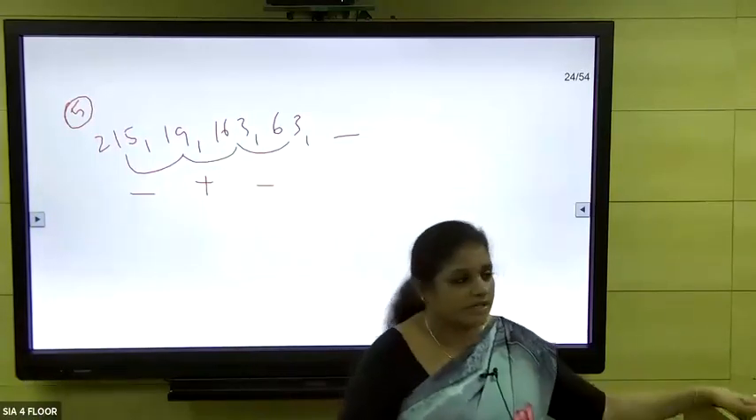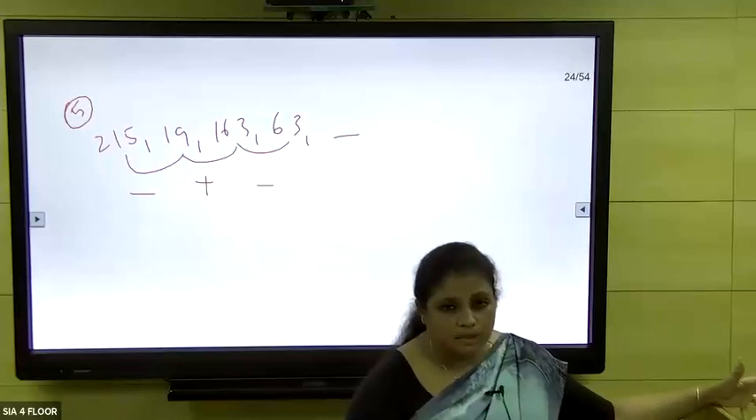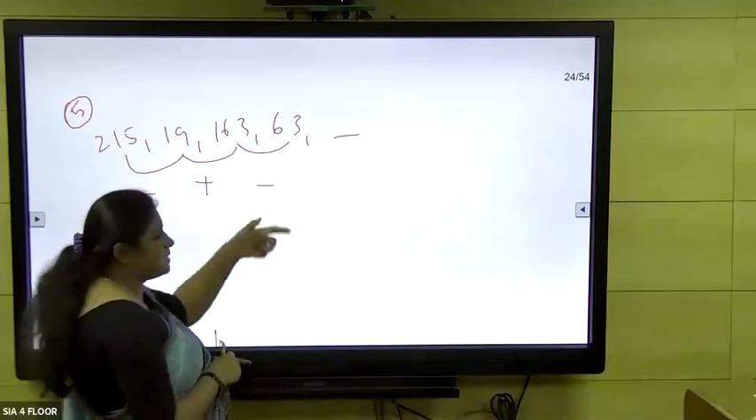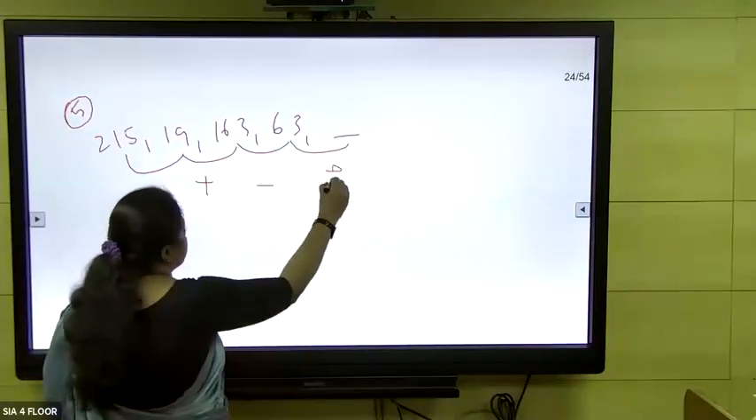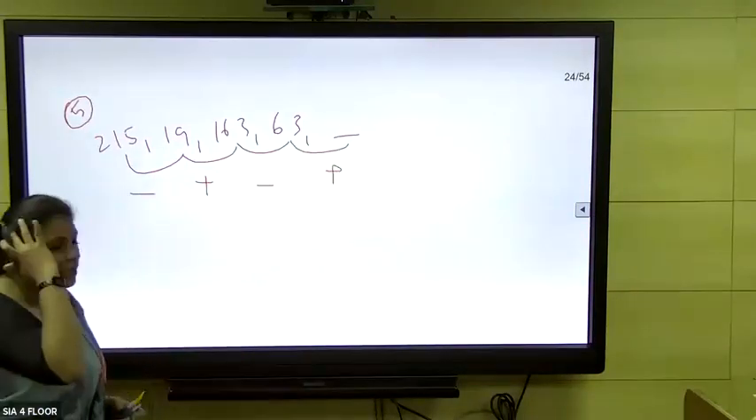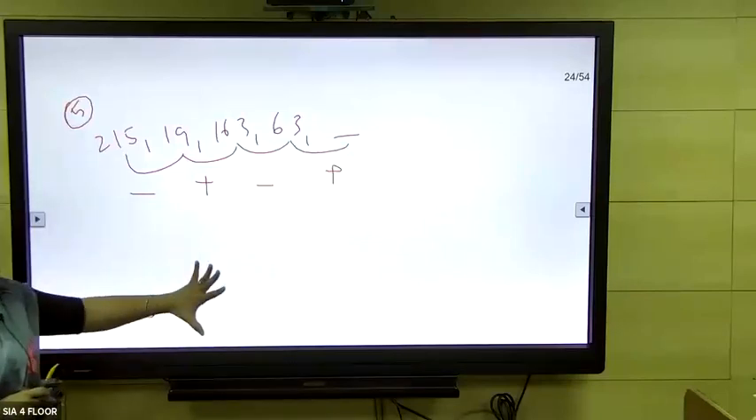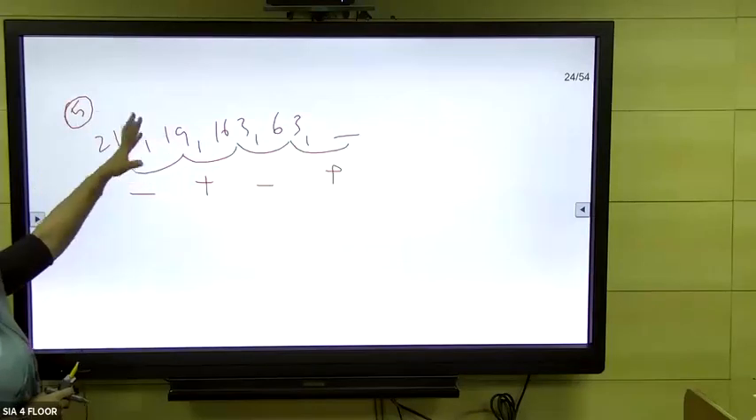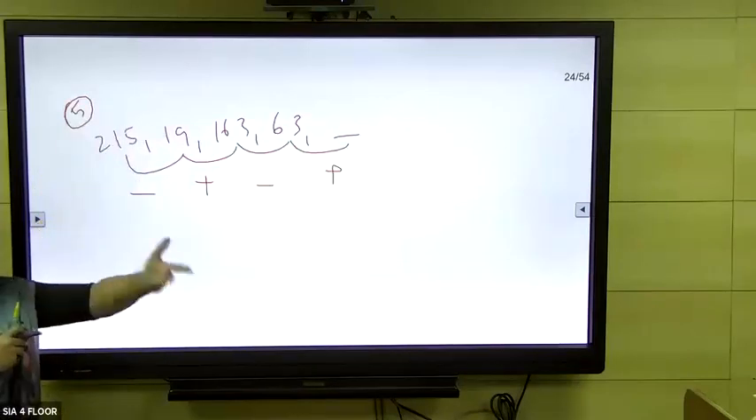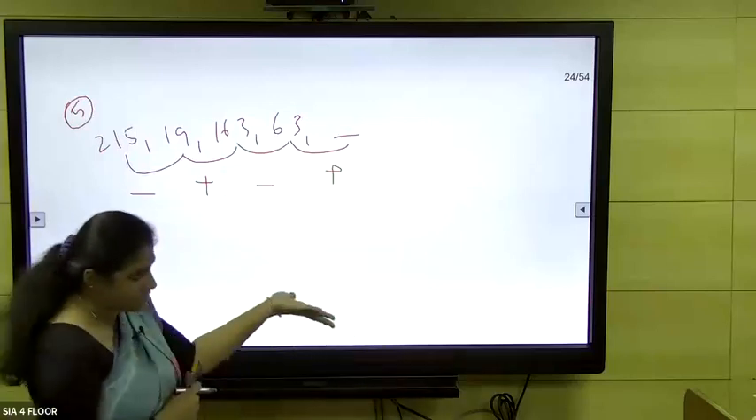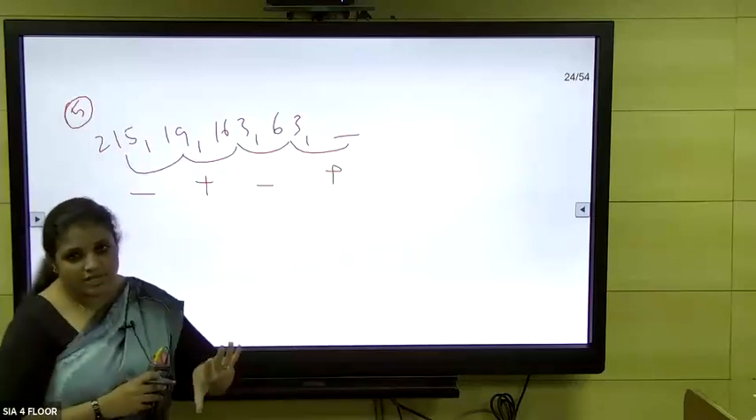Okay, moving forward, it's alternate sign, minus plus minus. So next should be plus. Now comes the value. Once the operator is done, just leave the operator like that and take the difference. It doesn't matter which number is subtracted; always the smaller one is subtracted from the bigger one. We know that it's minus, so you don't have to worry about the signs now.